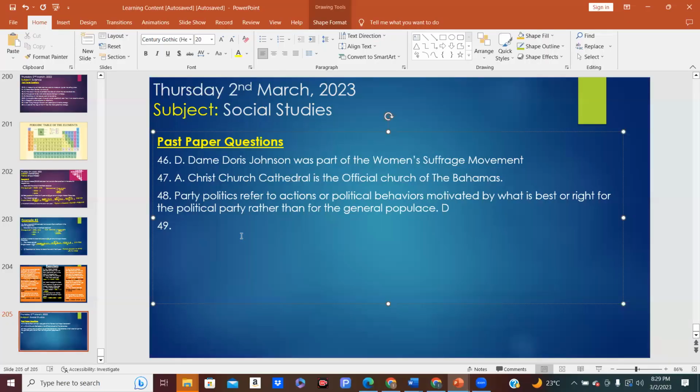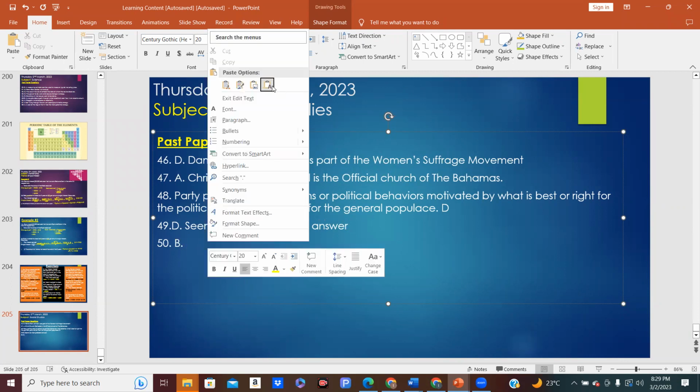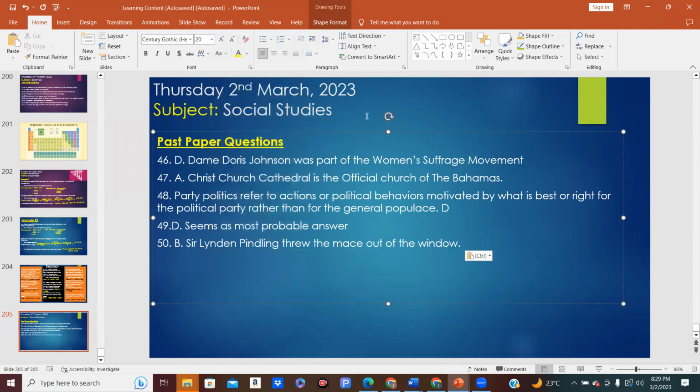So number 50 is B. Celinda Pendant threw the mace out of the window. I thought it was Milo Butler too, but when I researched it, it was actually Celinda Pendant. So we're done with this paper.